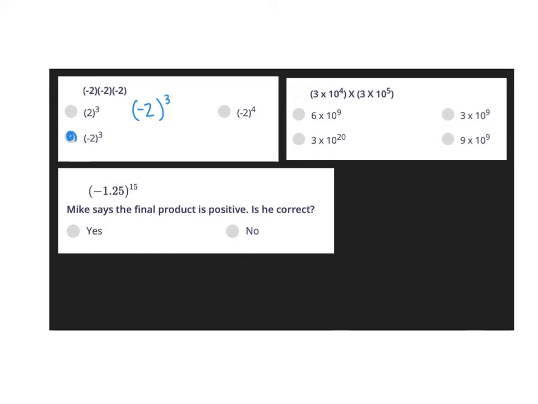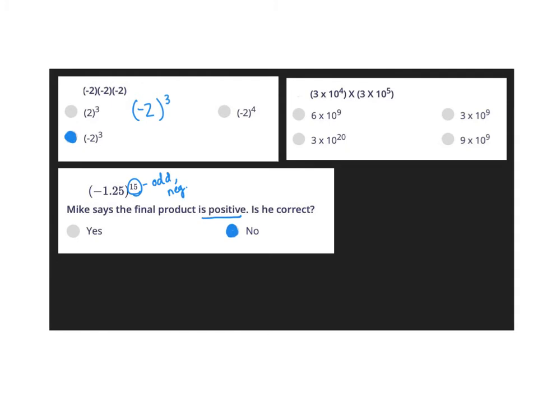The correct answer is this one right here. Below it says, Mike says the final product is positive. Is he correct? We have a negative number, -1.25, being multiplied by itself 15 times. This 15 is odd, which means our answer is going to be negative. So he said it was going to be positive. Is he correct? No, he's not correct.